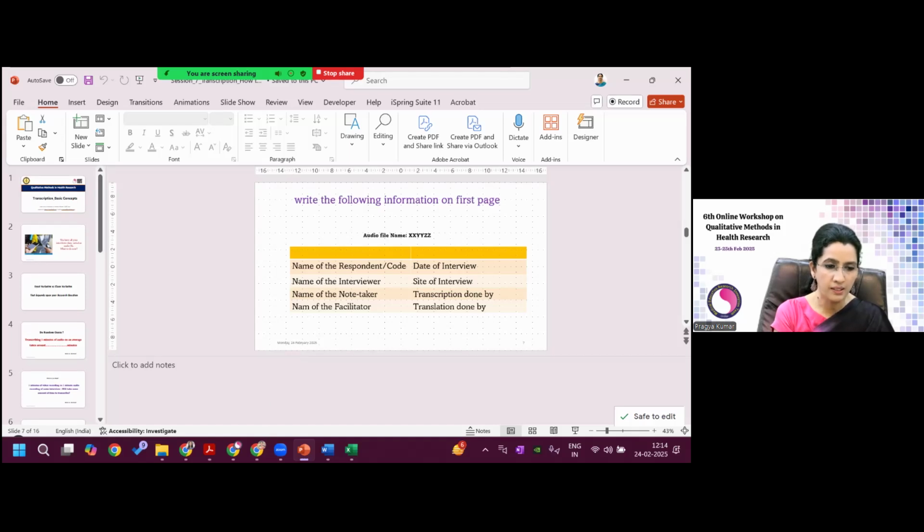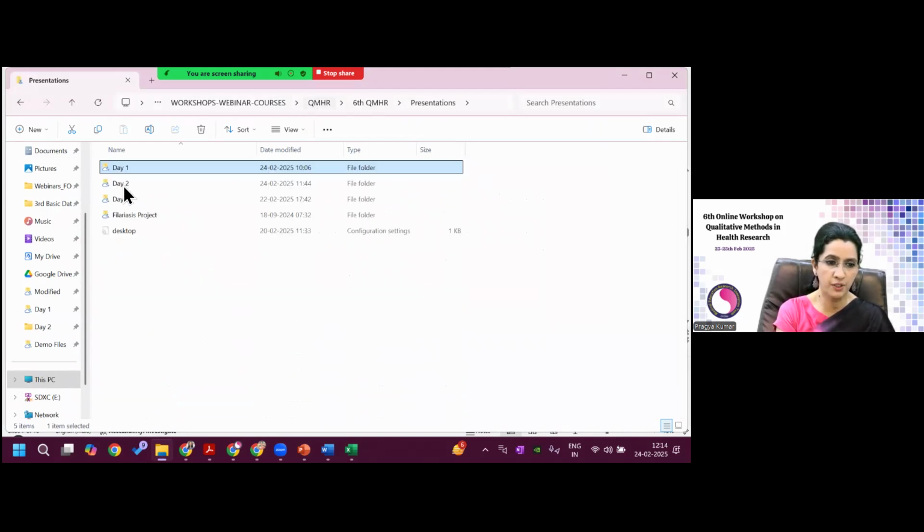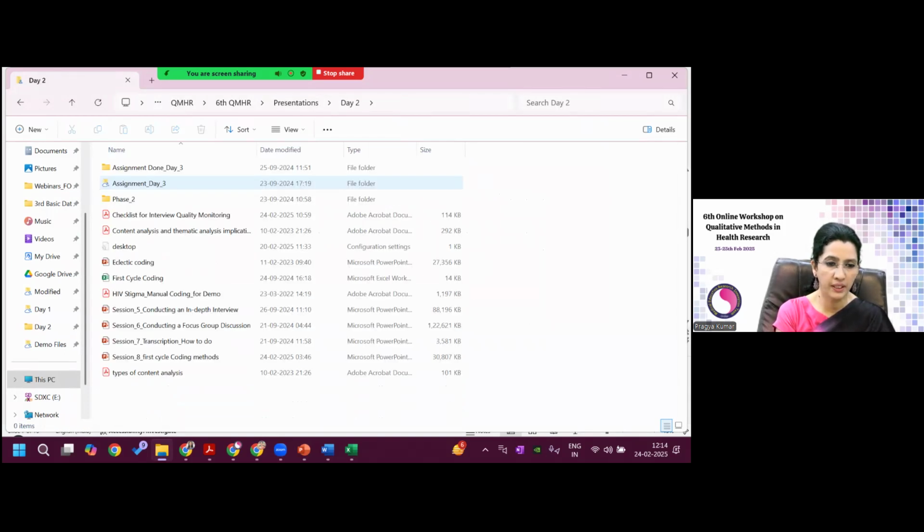Although we are not doing the FGD, I'll take a session on FGD because FGD is again a good data collection technique.